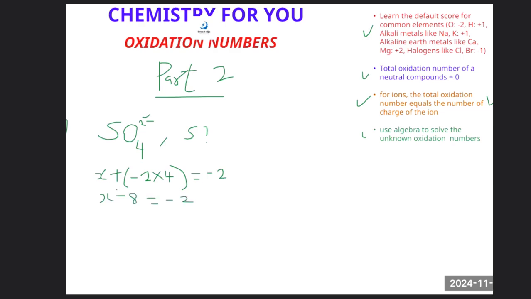So we're going to add 8 to both sides, so as to be able to find the value of x. This is -2, since we added 8 to both sides. So x will be equal to, this one we cancel to become 0. So this x is equal to +6. So it means the oxidation number of sulfur will be equal to +6. So the oxidation number of sulfur in a sulfate ion is what? +6.